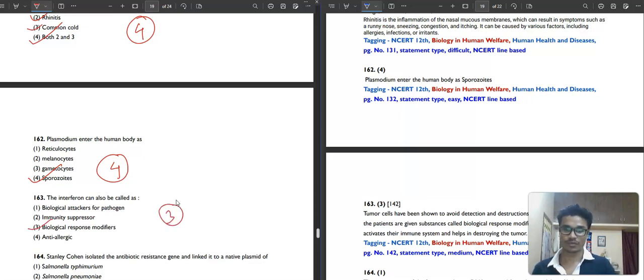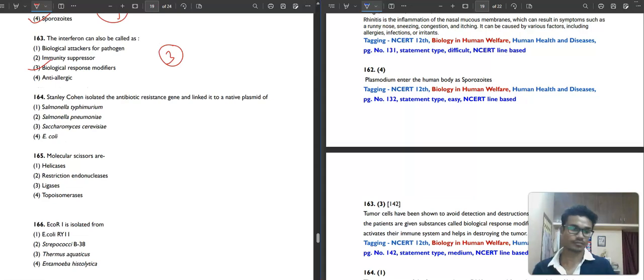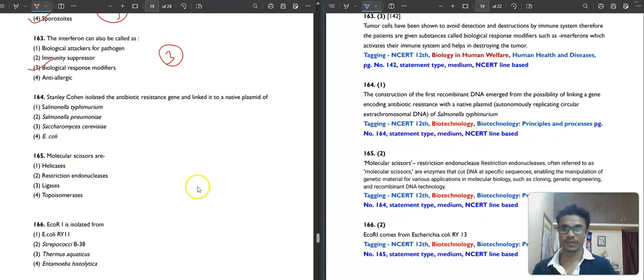Question number 164. It is saying that Stanley Cohen isolated the antibiotic resistance genes and linked them to the native plasmid of Salmonella typhimurium, Salmonella pneumoniae, Saccharomyces cerevisiae or E. coli. So it is definitely Salmonella typhimurium. So the first option is your correct answer. The construction of the first recombinant DNA emerged from the possibility of linking a gene encoding antibiotic resistance with a native plasmid. Okay, so that is of Salmonella typhimurium.